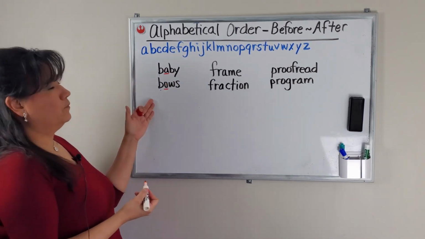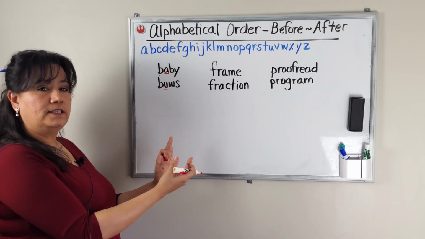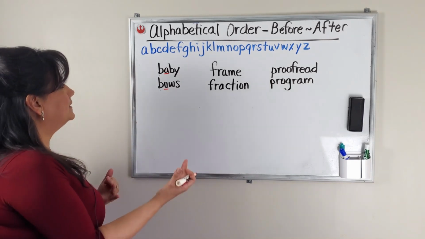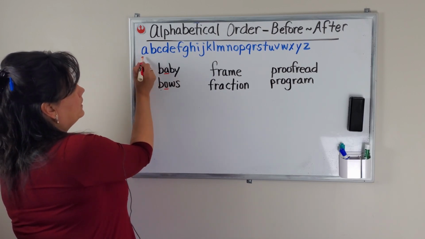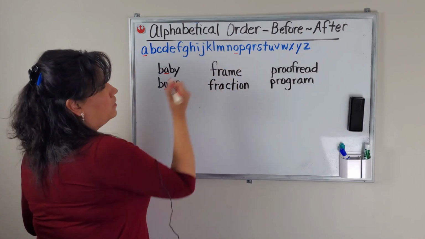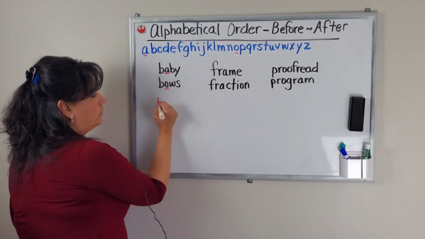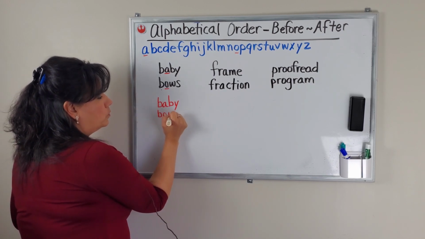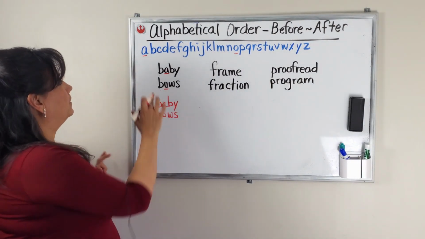Since they both begin with the letter B, that's why we move to the next letter to see which one comes in alphabetical order first and which one is second. And it's so easy to see. We can reference and go, look, here's our A. And then here is our letter O. So that is very easy to see that they are actually in order. Baby comes before the word bows. And so those two words would be in alphabetical order.